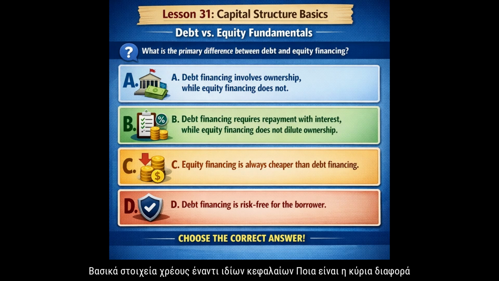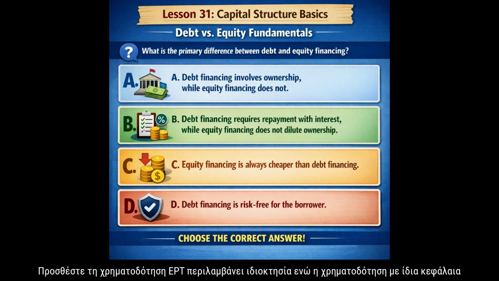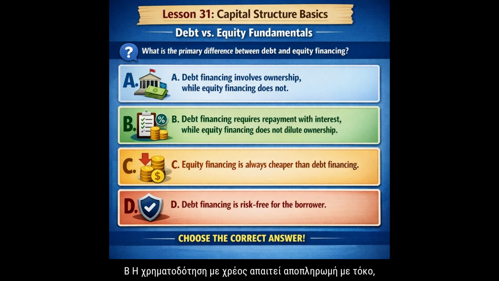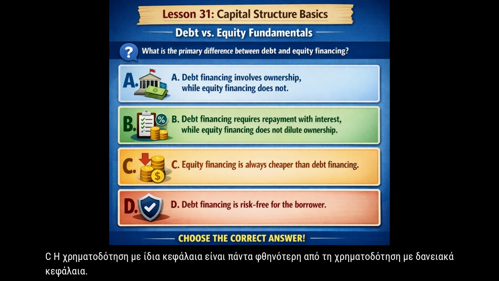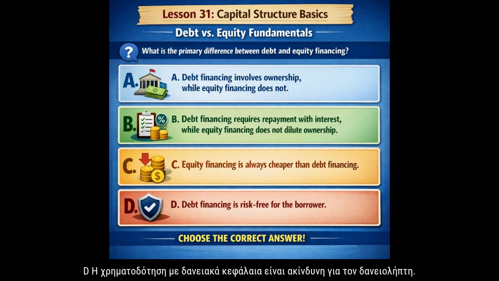What is the primary difference between debt and equity financing? A. Debt financing involves ownership, while equity financing does not. B. Debt financing requires repayment with interest, while equity financing does not dilute ownership. C. Equity financing is always cheaper than debt financing. D. Debt financing is risk-free for the borrower.